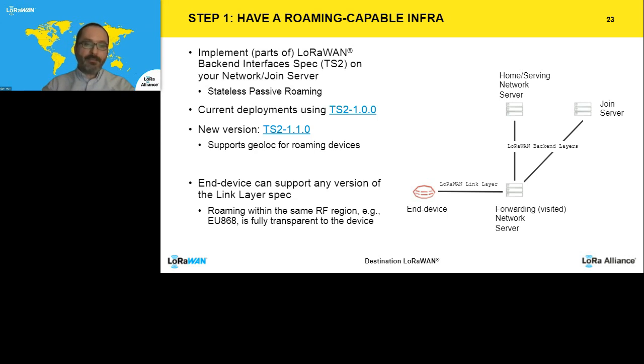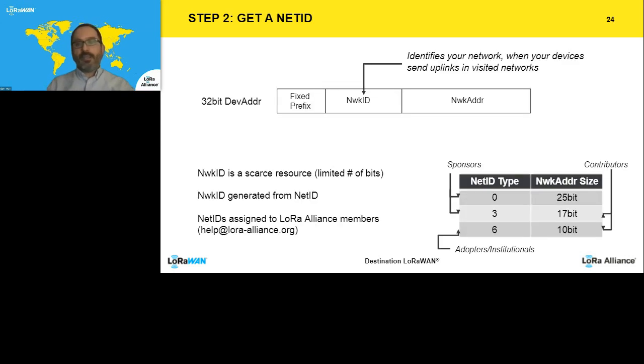And then the next step is, now that you have an infrastructure that is ready for using roaming, you need to go and get a NetID. NetID is a globally unique identifier assigned by the LoRa Alliance. And this ID is used for the networks to uniquely identify their roaming partners. And also this identifier or a transformation of that NetID is used and embedded inside the device address.